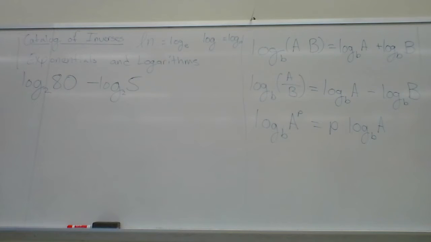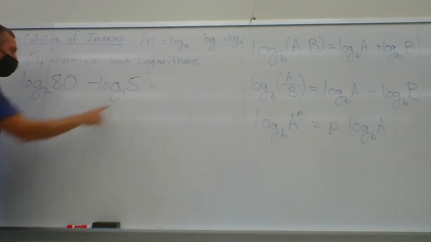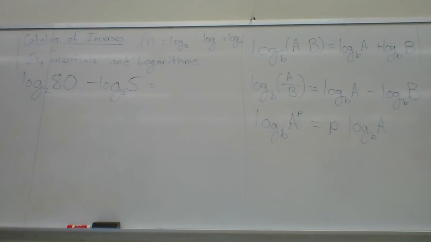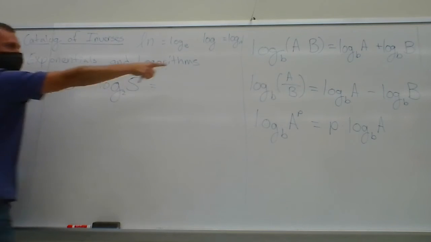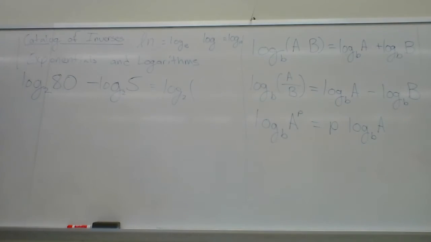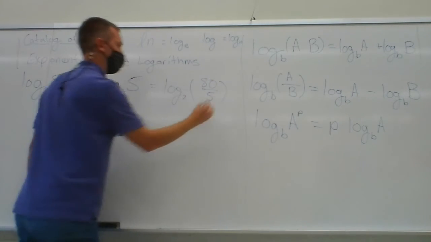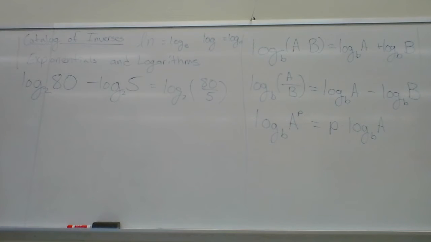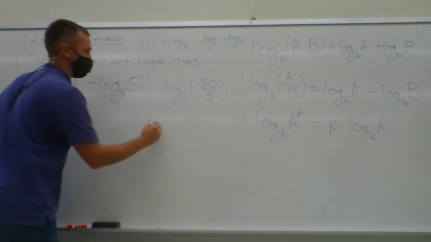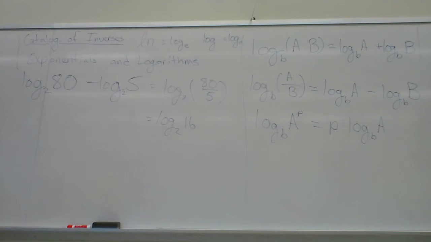Okay, so log base 2 of 80 minus log base 2 of 5. We can use these rules to maybe make this a little easier, because nobody knows what power of 2 gives 5, and nobody knows what power of 2 gives 80, because they're not whole values, right? So we can use rule 2 here to make one logarithm. It's going to be the log base 2 of 80 divided by 5. And 80 over 5 is 16, and we know that's a power of 2: 2, 4, 8, 16.